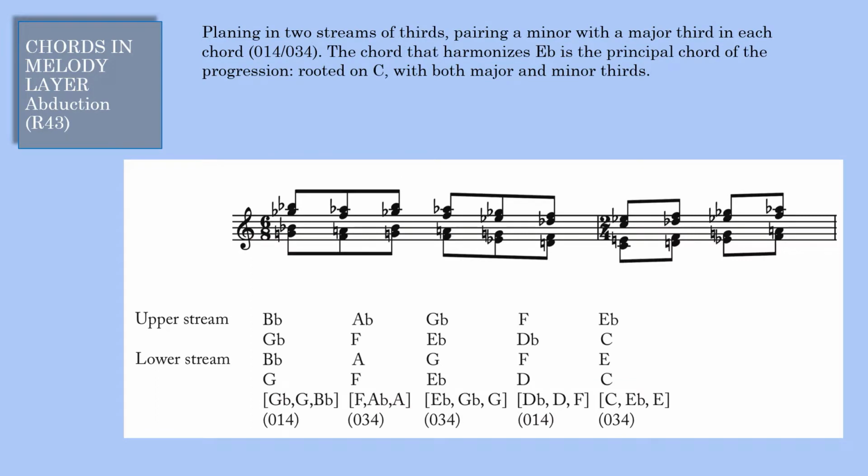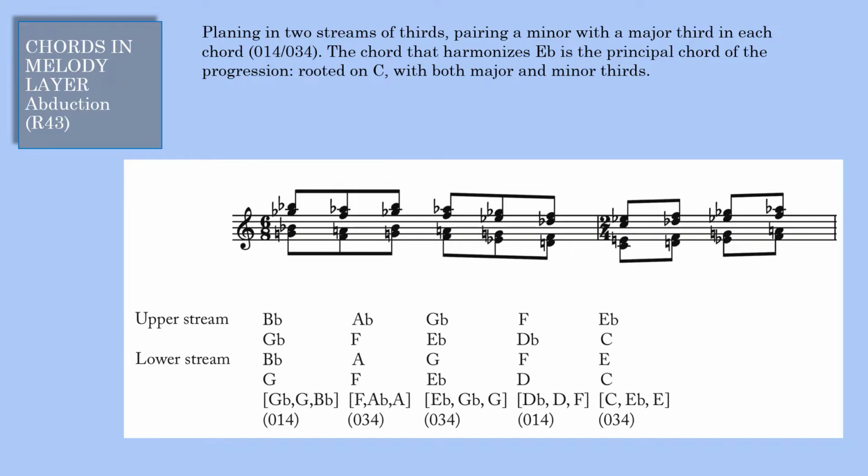This melody, the abduction fanfare, moves within a perfect fifth frame, E-flat, B-flat. Its planing accompaniment consists of two streams of thirds, a minor third always combined with a major third, and the two thirds share a common tone. Each chord is thus a dissonant 014 or 034.